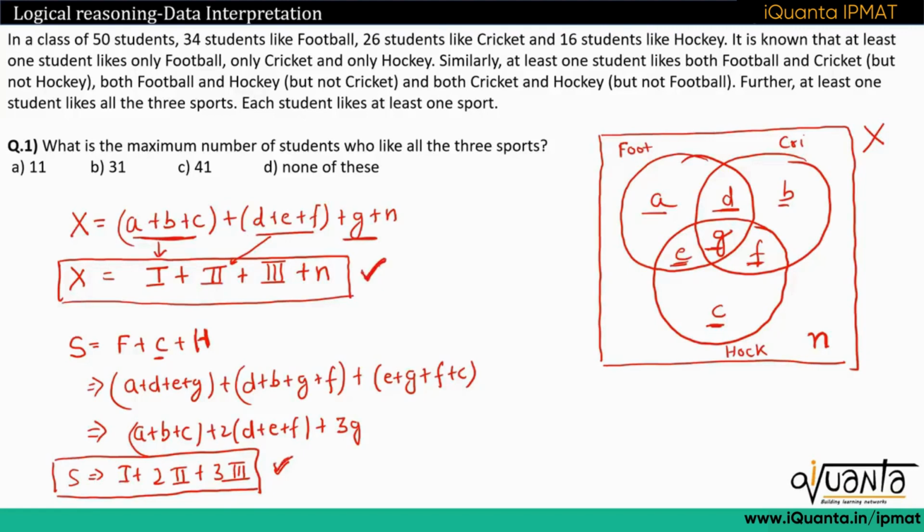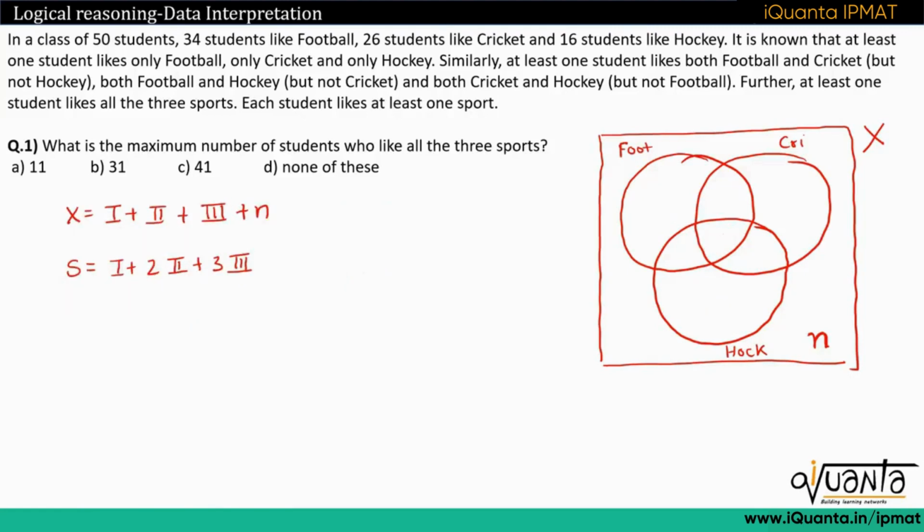Let me remove everything else. I'll just be keeping the equations. Now the question that we have is, what is the maximum number of students who like all three sports? So we need to maximize exactly 3. We need to find out the maximum value of exactly 3.